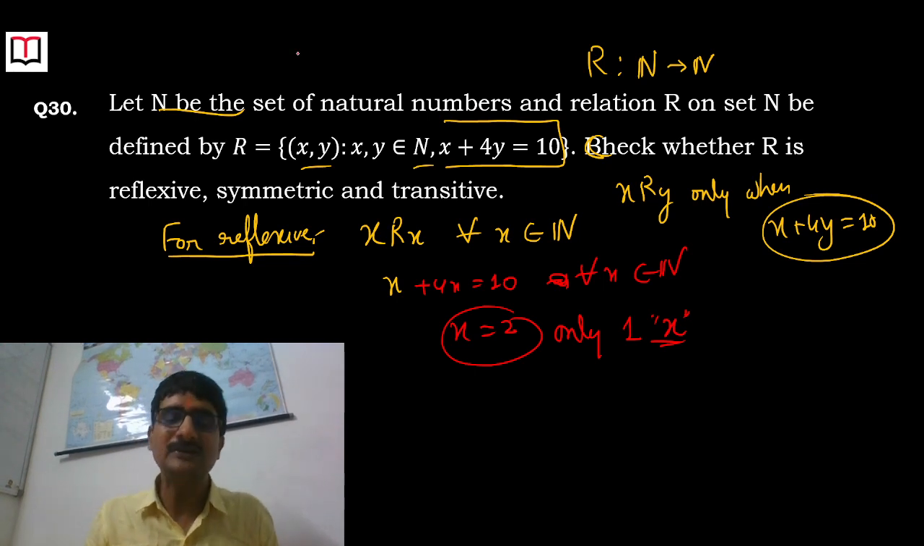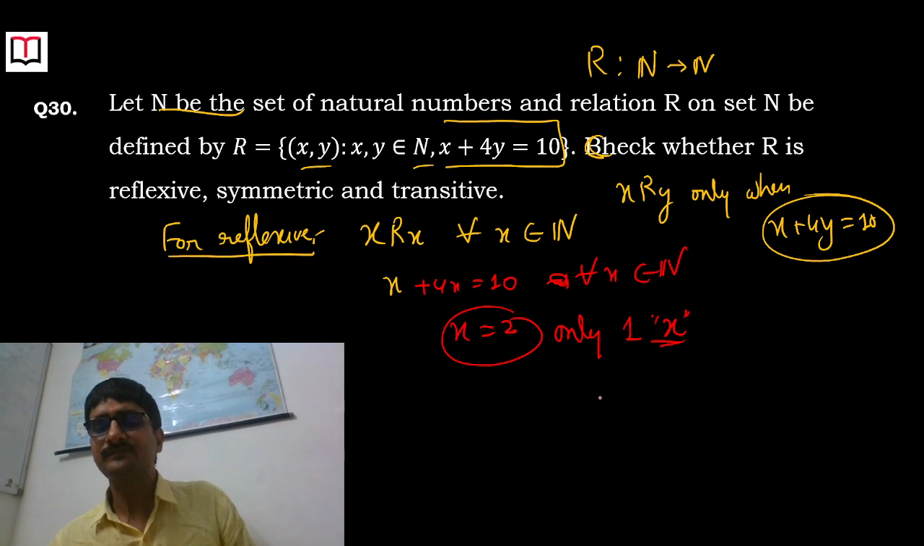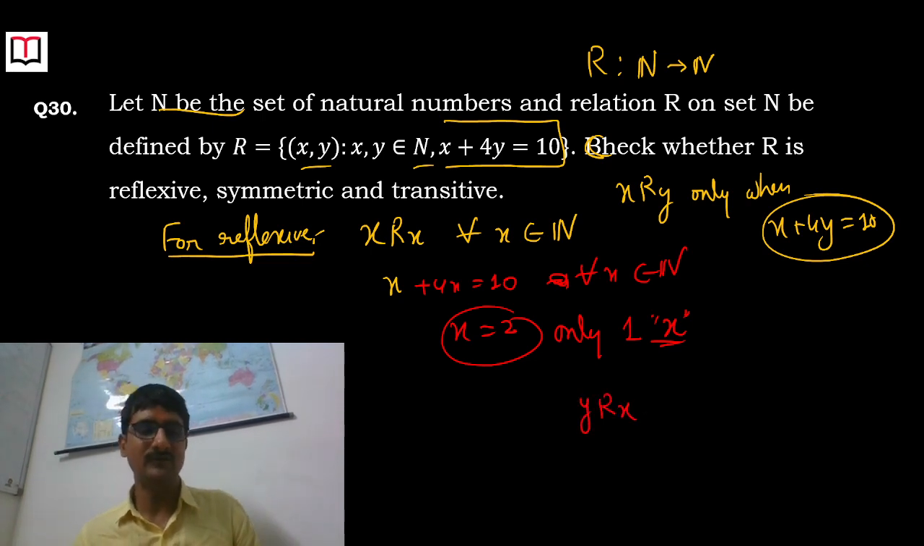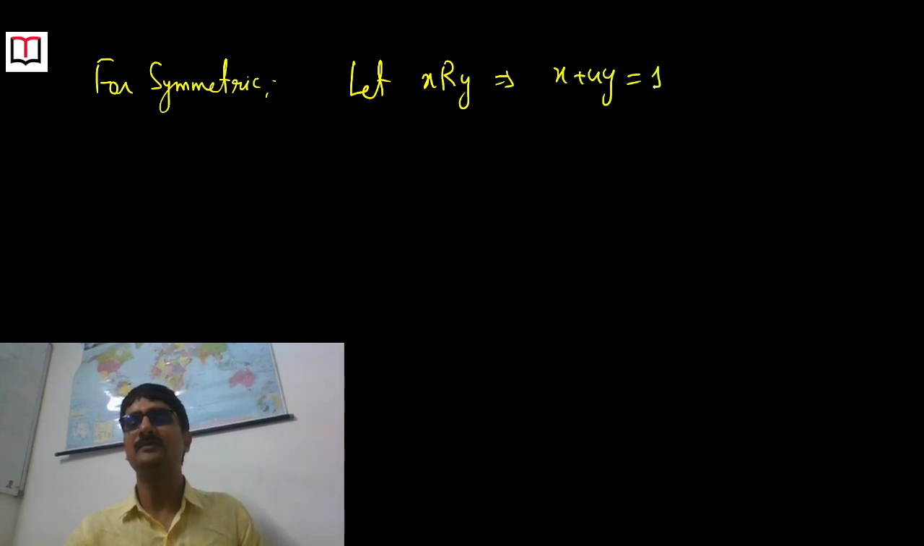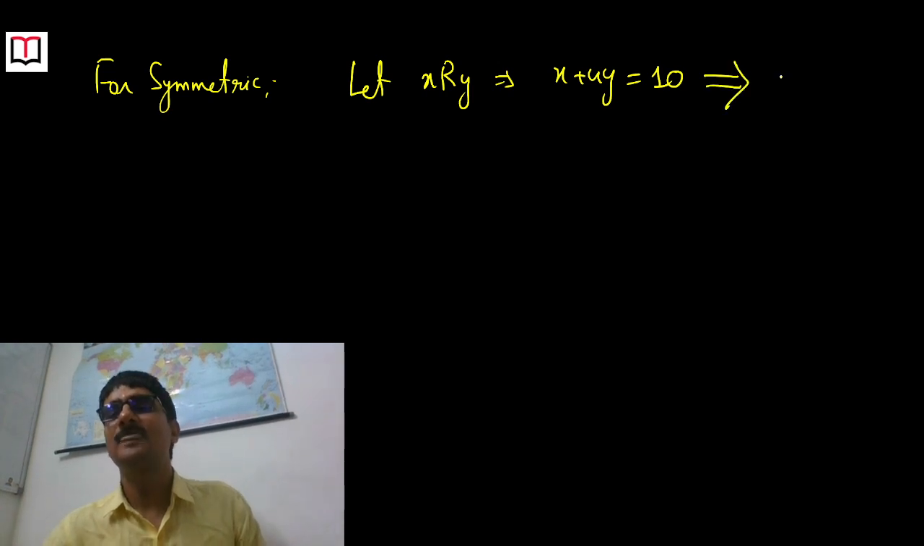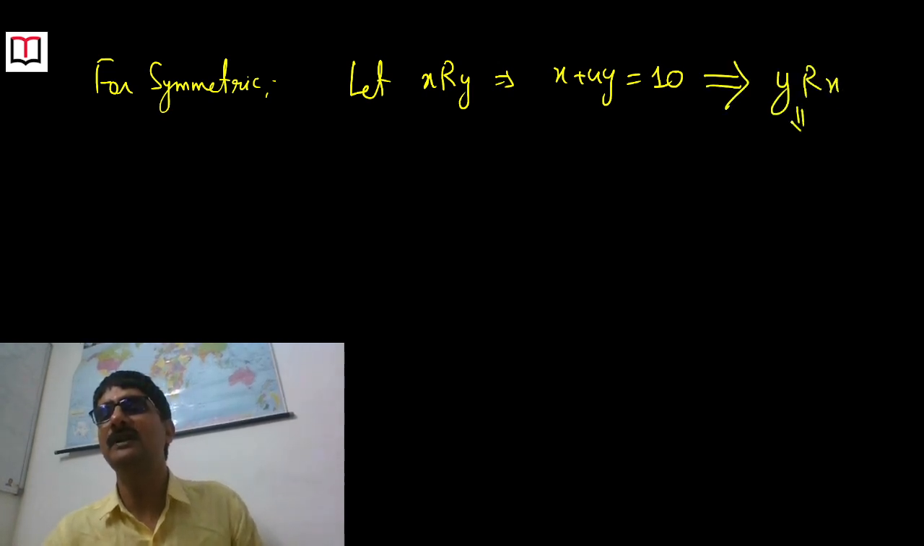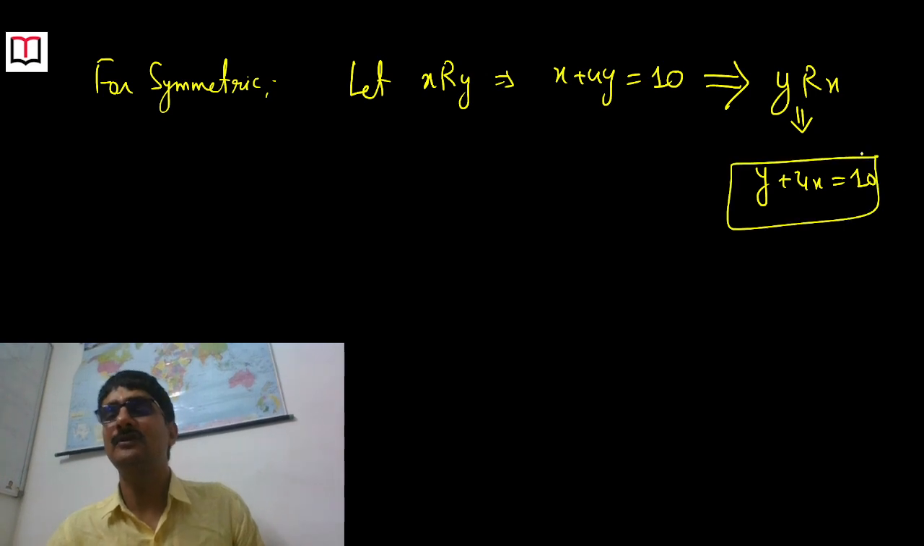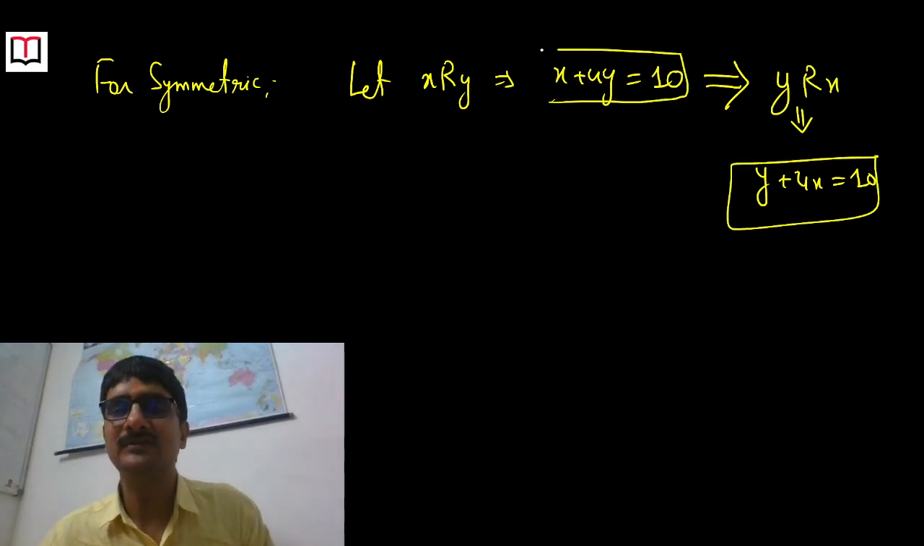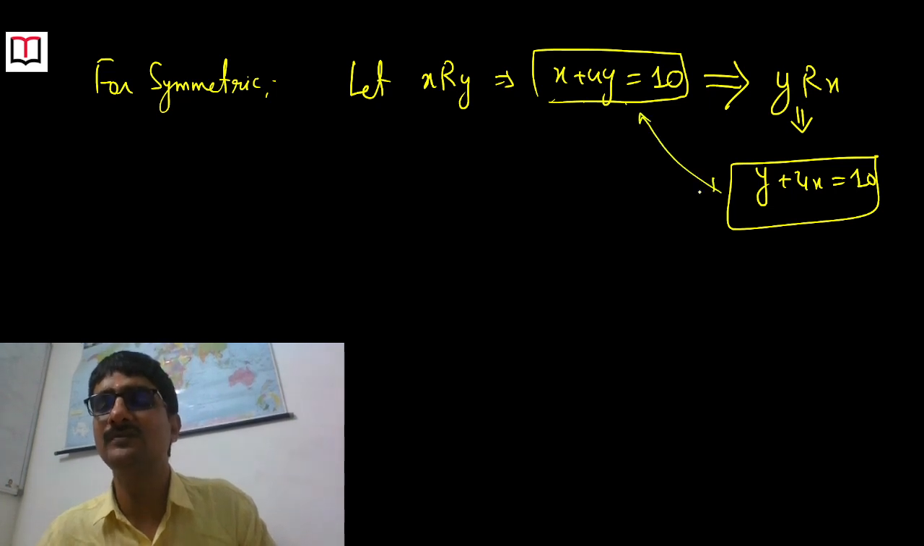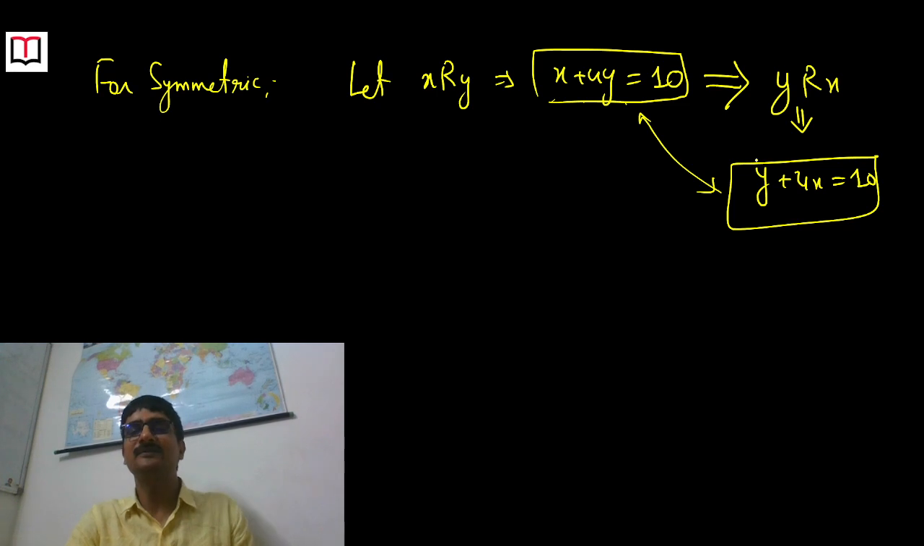Is it symmetric? Of course it can't be symmetric. Why? For symmetric, what do we do? We say let x be related to y. What does that mean? x plus 4y is equal to 10. Now does that imply y is related to x? Because y related to x should imply y plus 4x is equal to 10. Is it possible that the same x and y satisfy both equations for every pair x comma y? Answer is no.